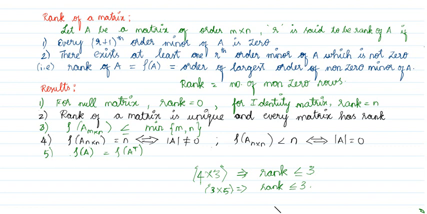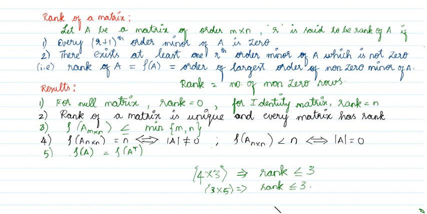Then for a square matrix of n cross n, if the rank is equal to n, that is, for a 3 cross 3 matrix if the rank is equal to 3, then that matrix is definitely a non-singular matrix, that is, its determinant is not equal to 0. Or in other words, if you find that the determinant is not equal to 0, you can blindly tell that the rank of the matrix is equal to its order.